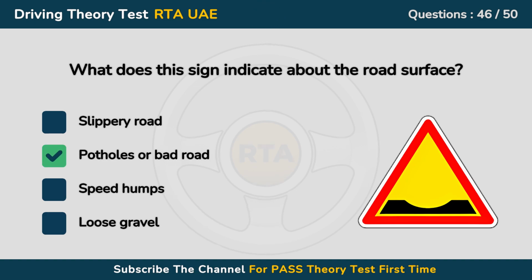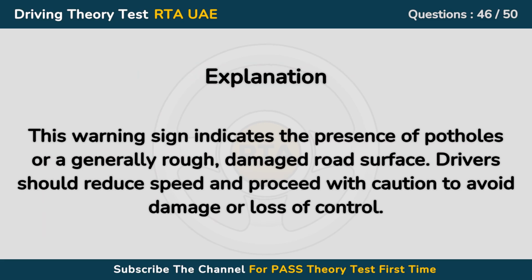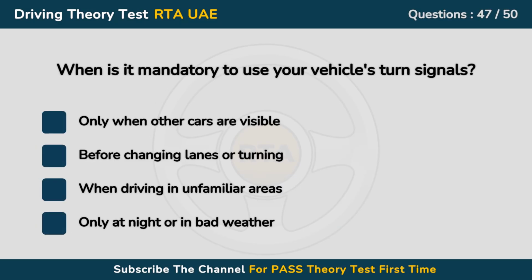Answers is B. Bumpy or bad road. This warning sign indicates the presence of potholes or a generally rough, damaged road surface. Drivers should reduce speed and proceed with caution to avoid damage or loss of control. Question 47. When is it mandatory to use your vehicle's turn signals?